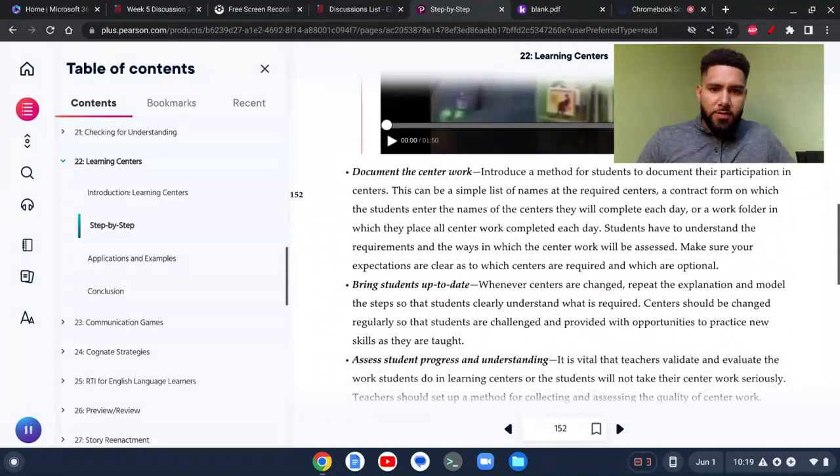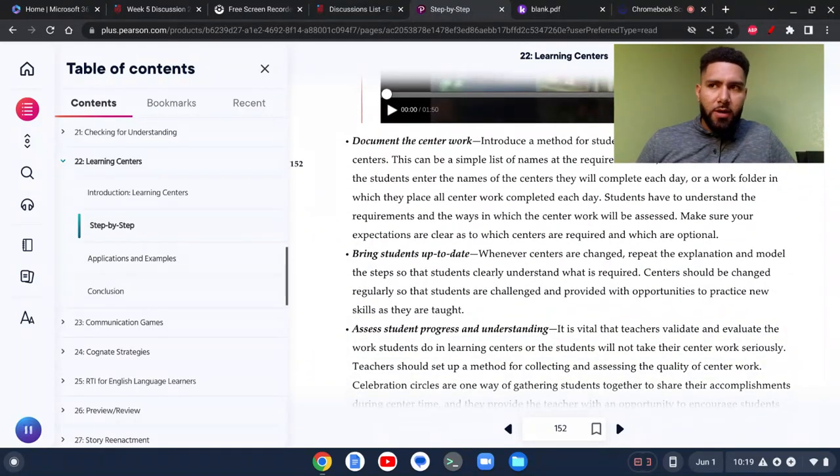Okay, and also document the center work. There's a few ways you can do this. You can walk around with a rubric that shows the students' names, and you could document their participation that way. You can just visually, if you have a good point of view with all of the stations, look and determine whether a group is on or off task with that station.